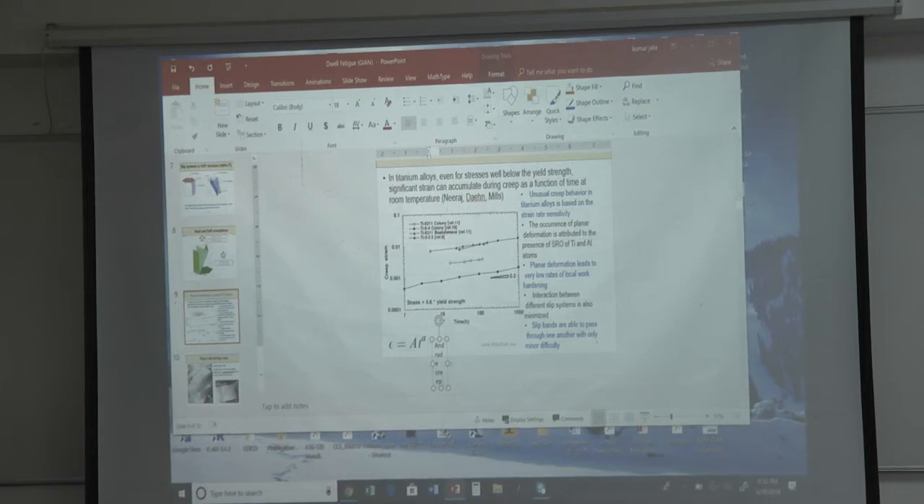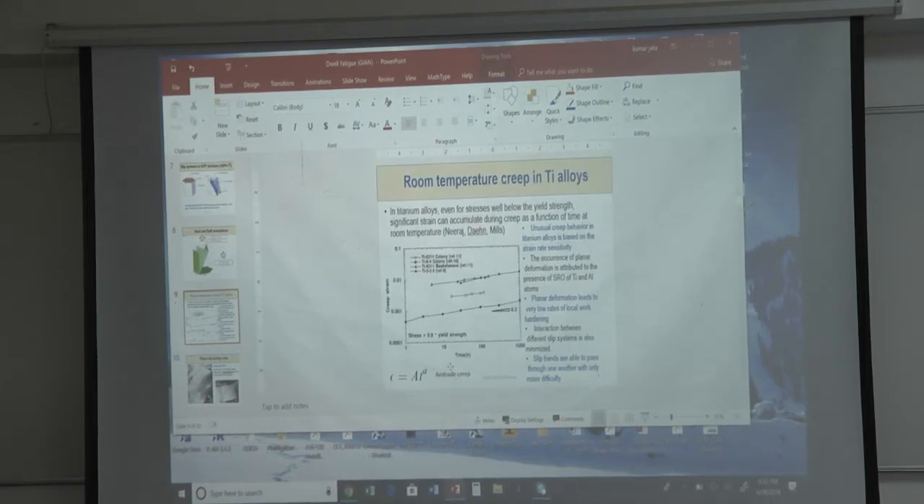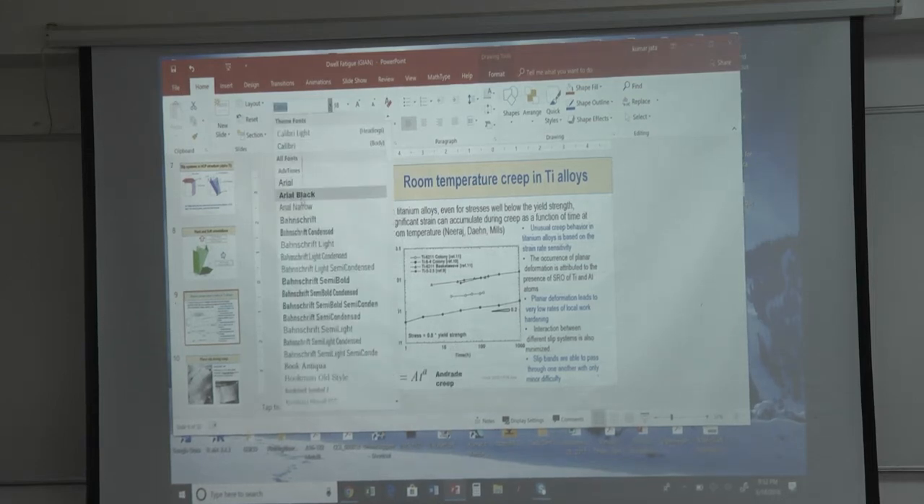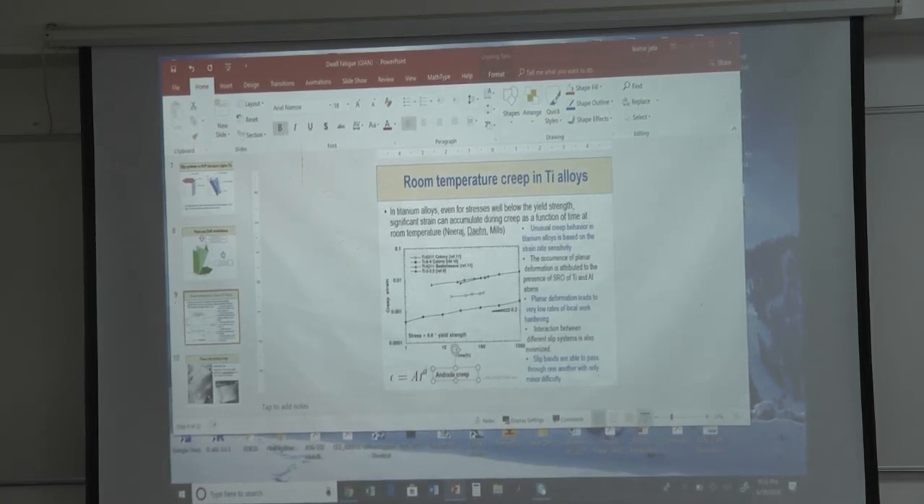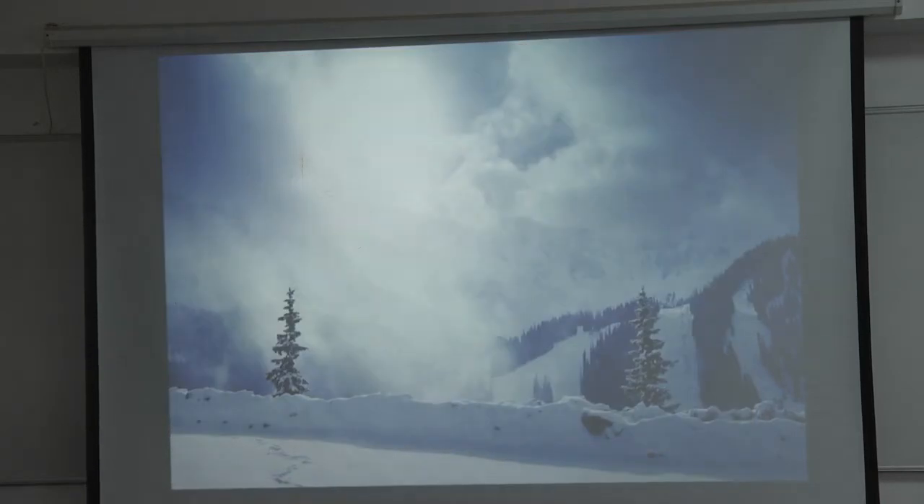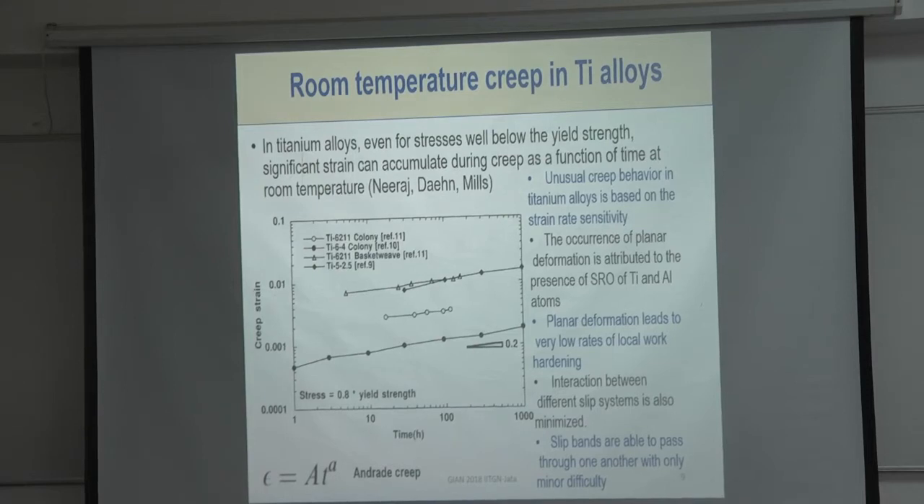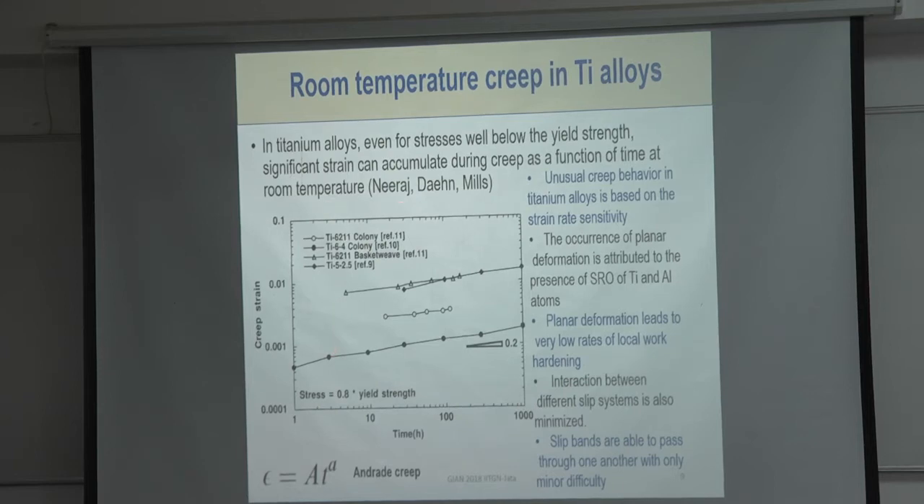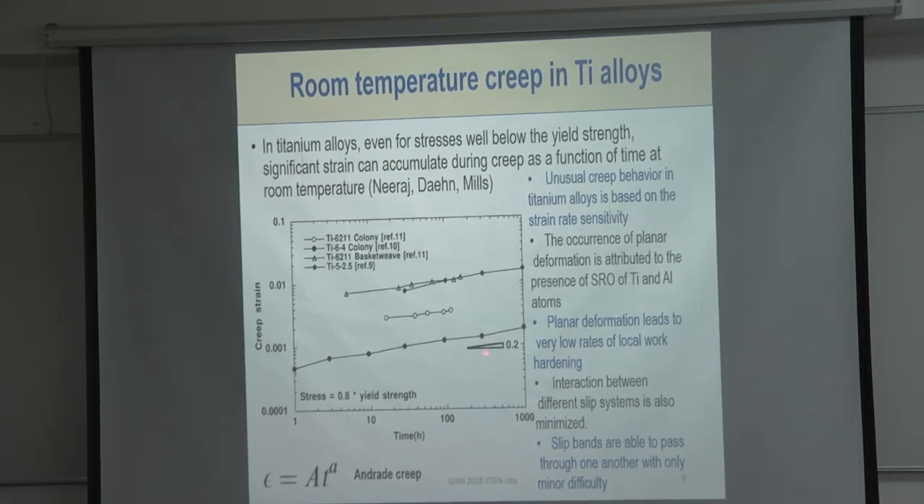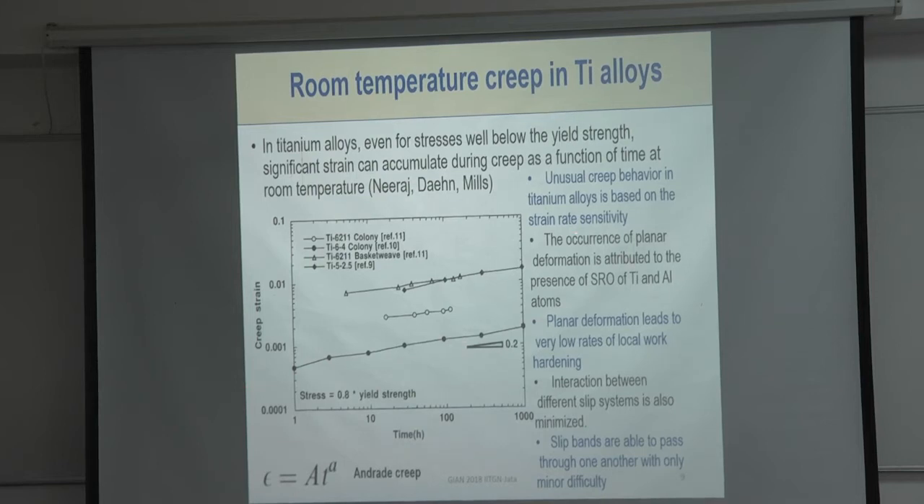Okay, Andrade creep. So there is your Andrade creep. And in that formulation of Andrade creep, alpha happens to be 0.2 here. Okay? These are room temperature creep studies. And then in the case of this guy, Neeraj and those guys, I think the slope was a little bit different. It's a little bit different, actually.